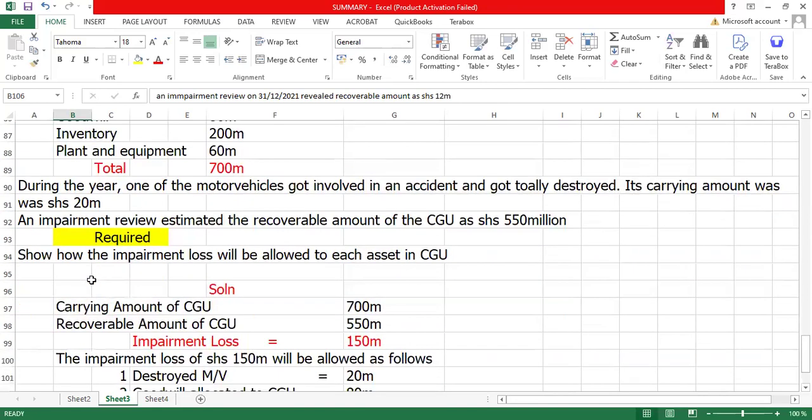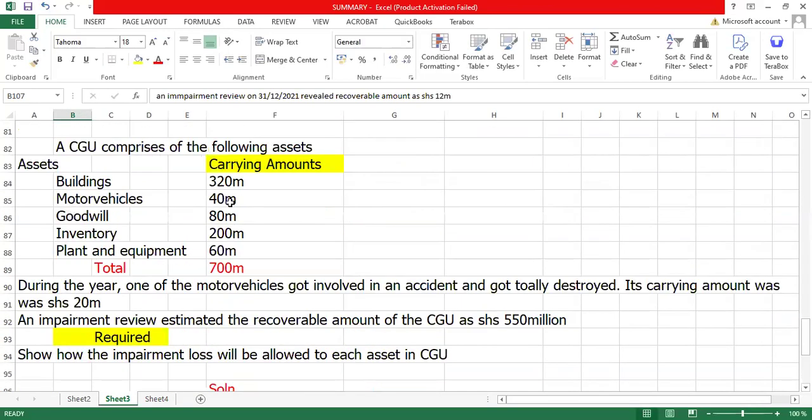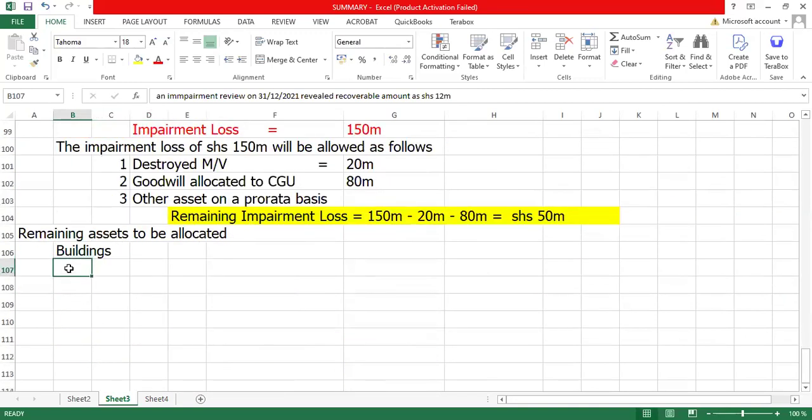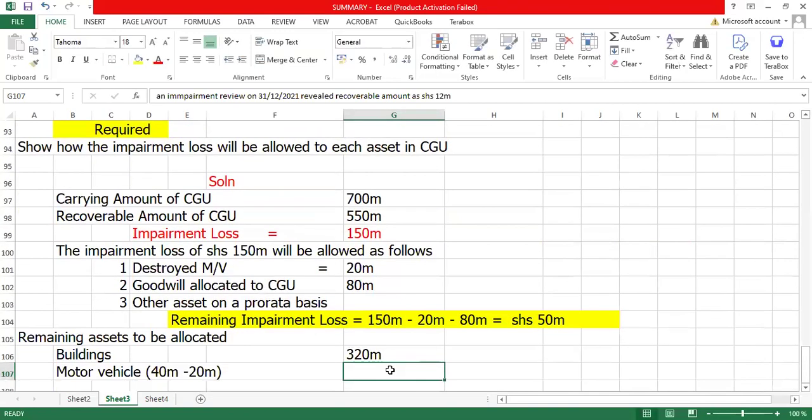One, you have buildings. Number two, do you still have a vehicle? The vehicle was 40, the vehicle that was destroyed had a carrying value of 20. So it means that you still have a motor vehicle. The balance, 40 million minus 20, because already you have allocated that. So you have this figure.